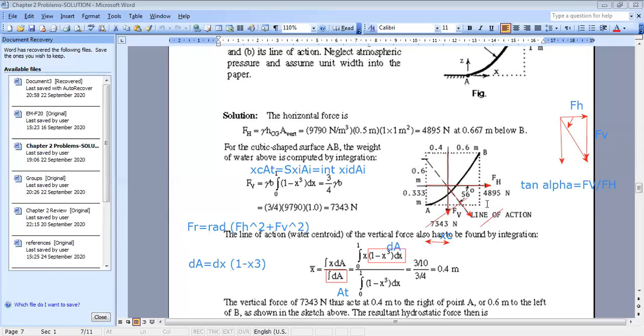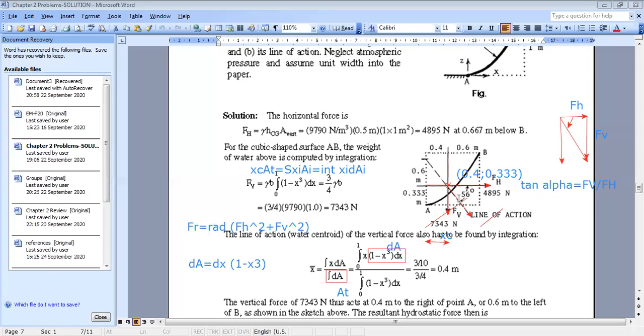And you know the angle, and you know one point of application, because look, these two forces, FH and FV, pass by this point. This point is of coordinates 0.4 in x and 0.333. So you know the coordinates 0.4 and 0.333. If you know the coordinates of this point and you know the slope of your force, then you can find the equation of this line.